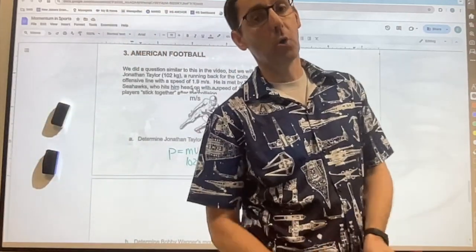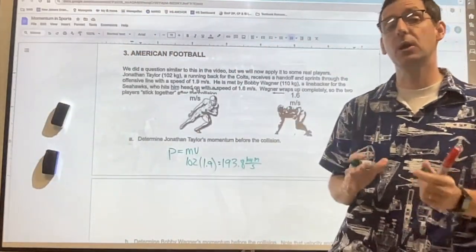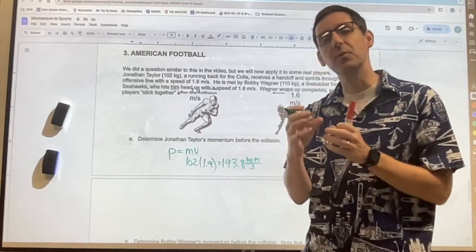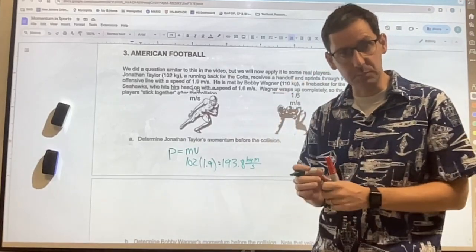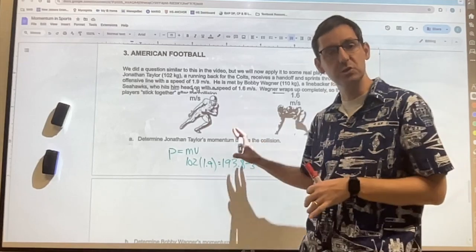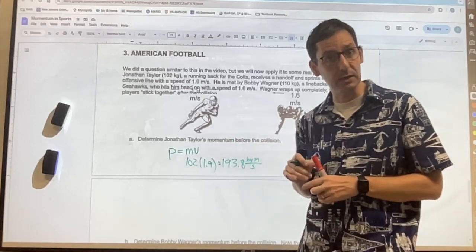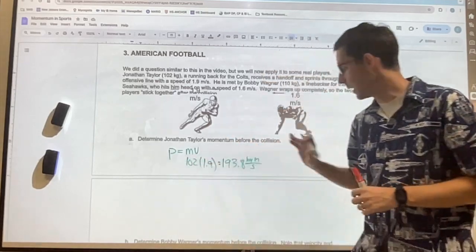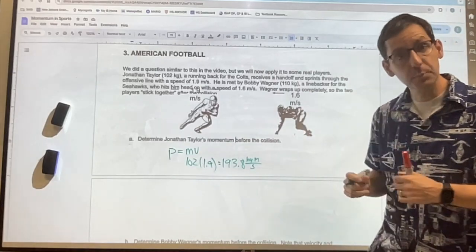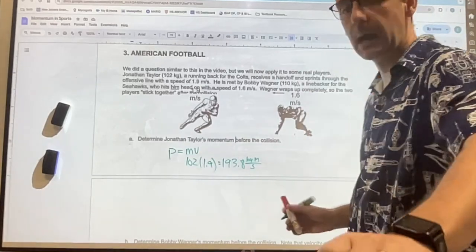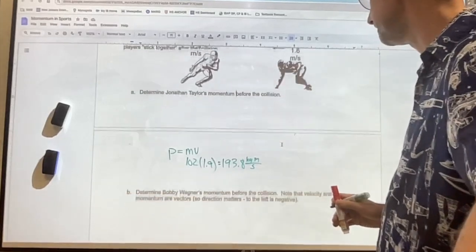Please do remember your units. The more often that you write the units, the more likely it is that you will remember the correct units when the time comes, and you won't have to worry about it. You're just used to momentum being kilogram meters per second. Okay, so we got the momentum for Jonathan Taylor before the collision. Now we'll go ahead and scroll up.